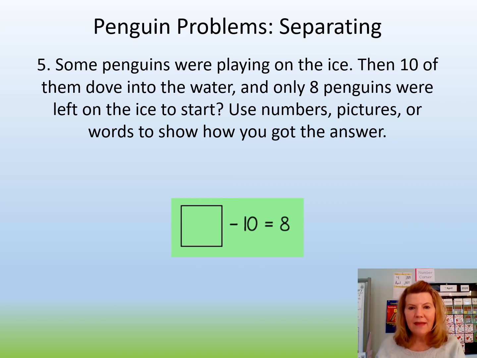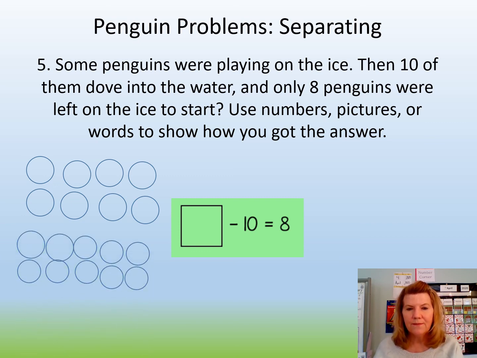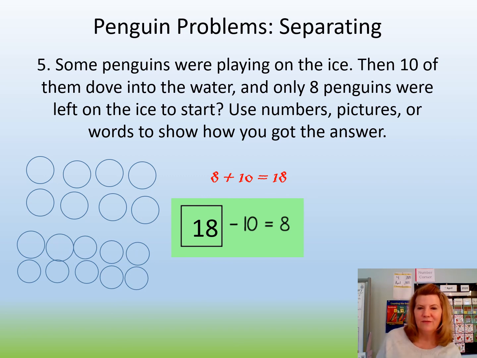I started with 8 penguins, or 8 circles, and then I knew I had to add 10 more because they took away 10 to figure out how many I started with. So I drew 10 more circles. I then knew I had to add the 10 and the 8 to find out the answer. So I added 8 plus 10 and I got 18. 18 is the answer. Did you get 18 also? If you did, do the penguin shuffle. Oof, whoosh, whoosh, whoosh, because they waddle.